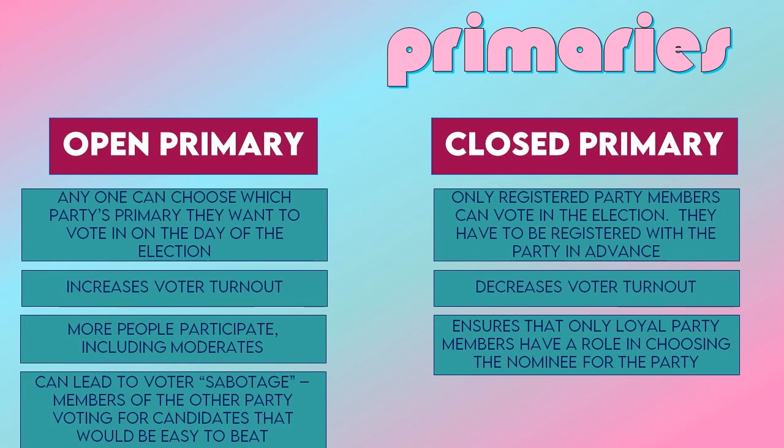One is called an open primary, which is open to anyone. The other one is a closed primary, which is closed to party members only. In the open primary, anybody can show up and vote. This is what Tennessee uses. When you go to vote in the Tennessee primary, you just go in to vote and they say, which primary are you voting in? You decide right then if you want to vote in the Democrat or Republican primary.